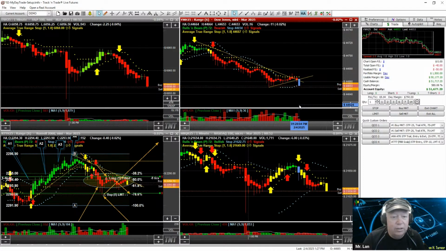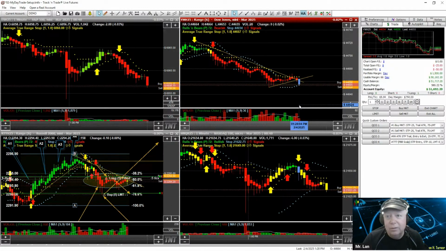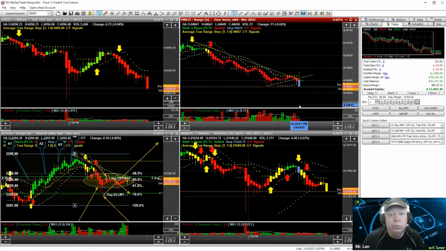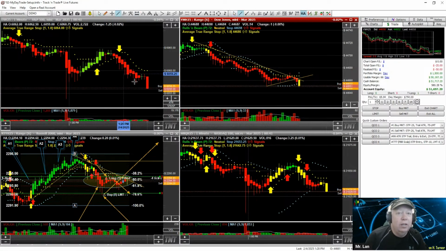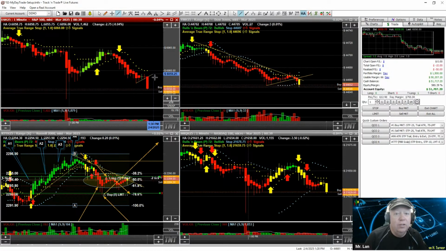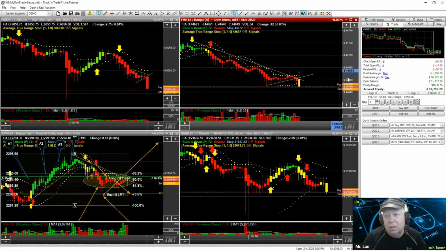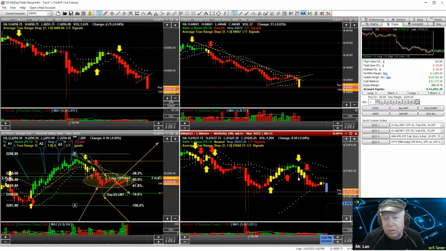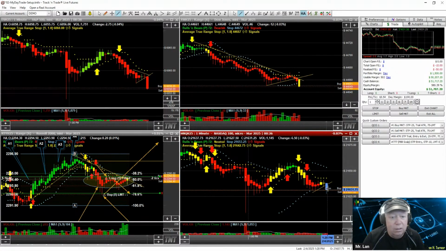Come on. Look at this flush down there on the Russell again. Oh, and we're flushing on the Dow. Got a little counter trend here on the S&P right there. Look at that little pennant formation. Same thing down here on the NASDAQ. That's not good for our position.